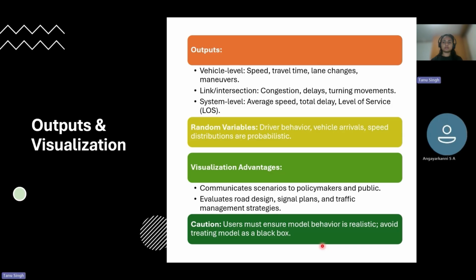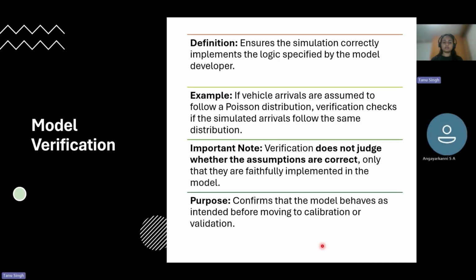So once we get this output, the next step is the model verification. Once the simulation runs, we must ensure it is producing realistic results. This is done through verification, calibration, and validation. Verification is the process of checking whether the simulation correctly implements the logic defined by the model developer. Whatever logic the model developer has given, is the simulation correctly implementing it or not.